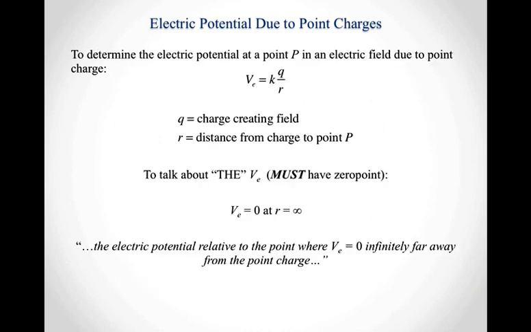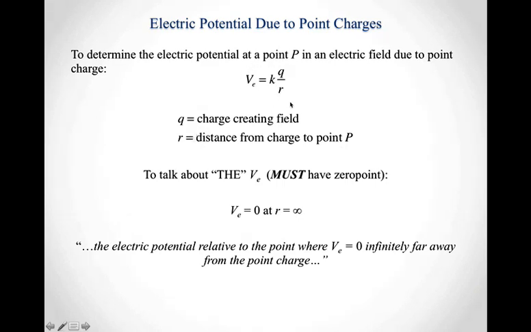Now, again, we'll often want to talk about the electric potential. And again, the electric potential really means the electric potential relative to the point where the electric potential equals 0. So we just need to figure out where that is. To calculate the electric potential at some point in space in the electric field due to a point charge, I'm going to use the electric potential V is equal to kq over r. Q is my source charge, and r is the distance from my source charge to the point P out in space. So Q and r are very clearly defined here.